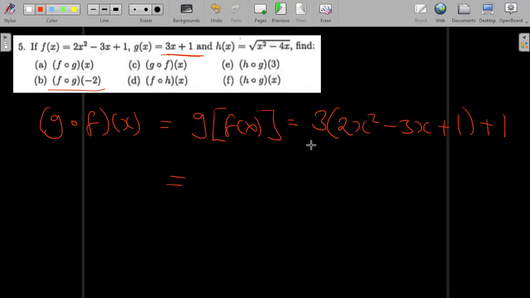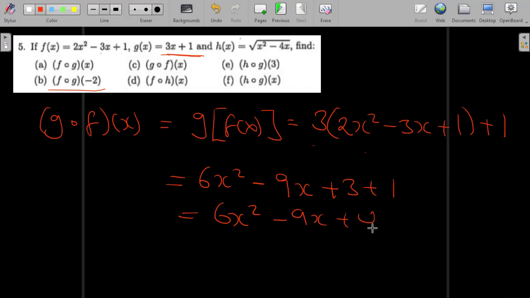And this here, when I multiply, I just get a 6x squared. Then I have a negative 9x. Then I have a plus 3, plus 1. And I can simplify this to just 6x squared minus 9x plus 4. And this here is my function that I wanted to have.